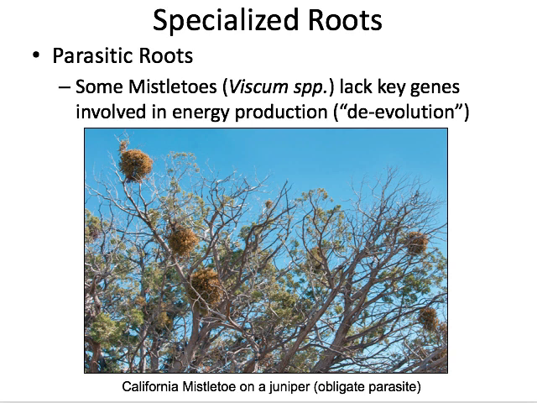Interestingly, we've learned that some types of mistletoes actually lack key genes that are involved in energy production. And this is very strange when you first think about it, because if you can't make your own energy, that would be an evolutionary dead end. You'd think you would die. It's almost like a de-evolution, we might say. However, because of this very important parasitic relationship, the mistletoes do survive over thousands of years.